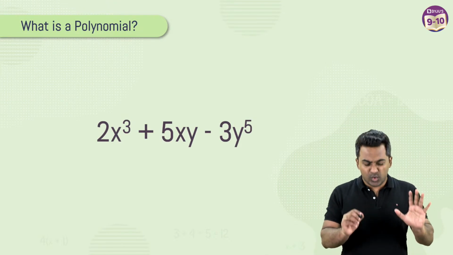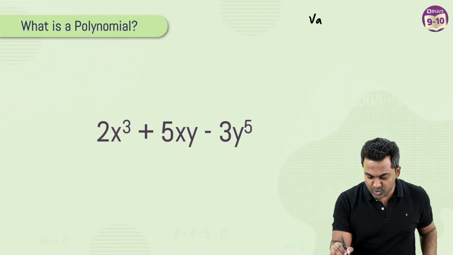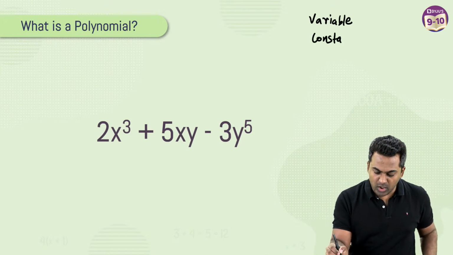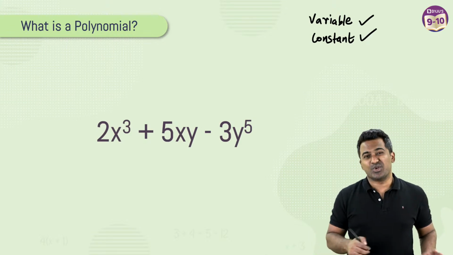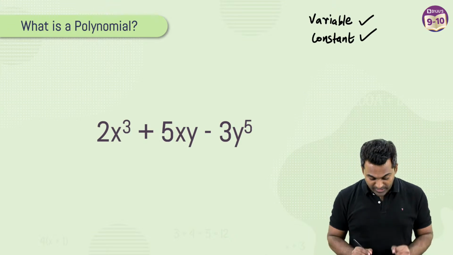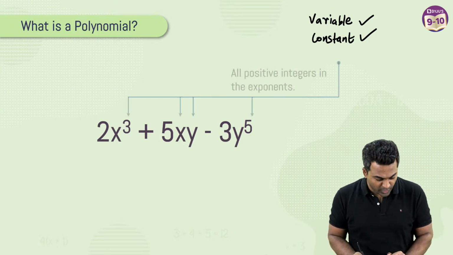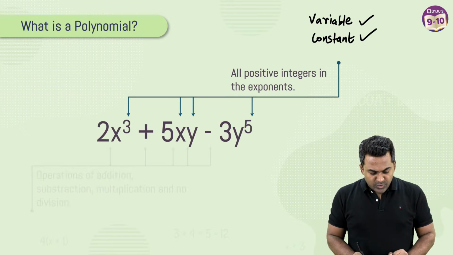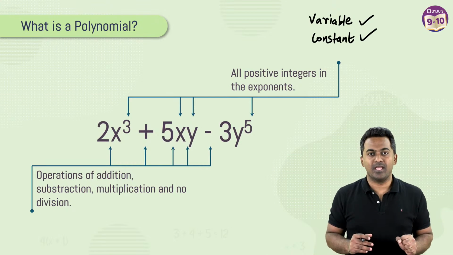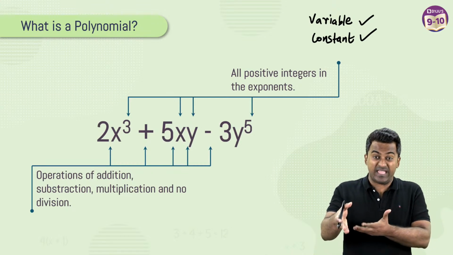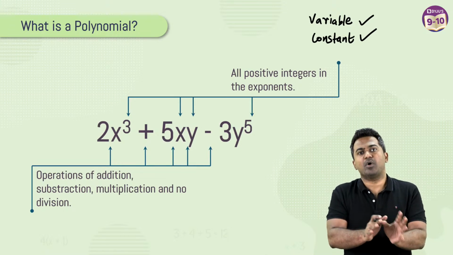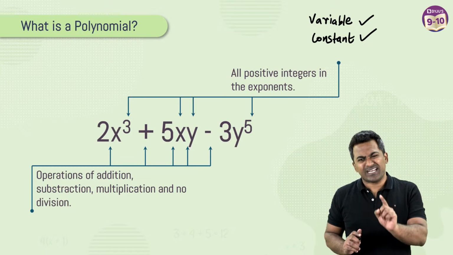So now that we've understood what a variable is, and we have understood what a constant is, right? So using these ideas, let's try to understand what a polynomial is. Okay, so what is a polynomial? This is an example of a polynomial for you. So polynomial is an algebraic expression which is a combination of variables and constants, okay, which are linked by some operators. All right. Now, what you need to understand, there are a few rules.